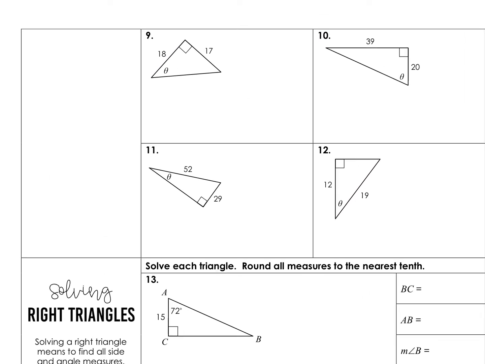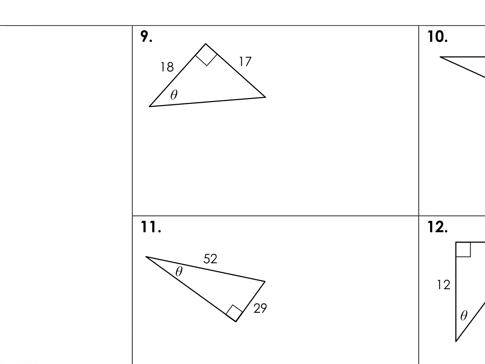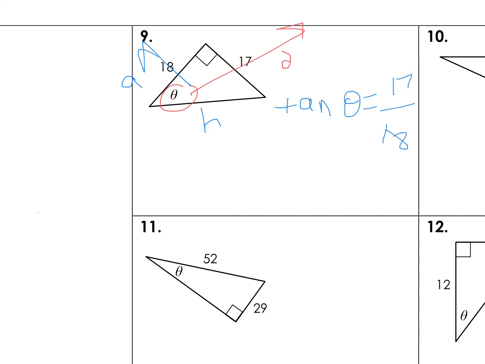Okay, let's do another one here. There's my theta. That's across the street. That's a leg. That's my opposite. Here's the other leg, but it's not across the street. It's adjacent. Since you're not given the hypotenuse, it's a good idea that you're probably using tangent. So tangent of theta is opposite over adjacent, 17 over 18.